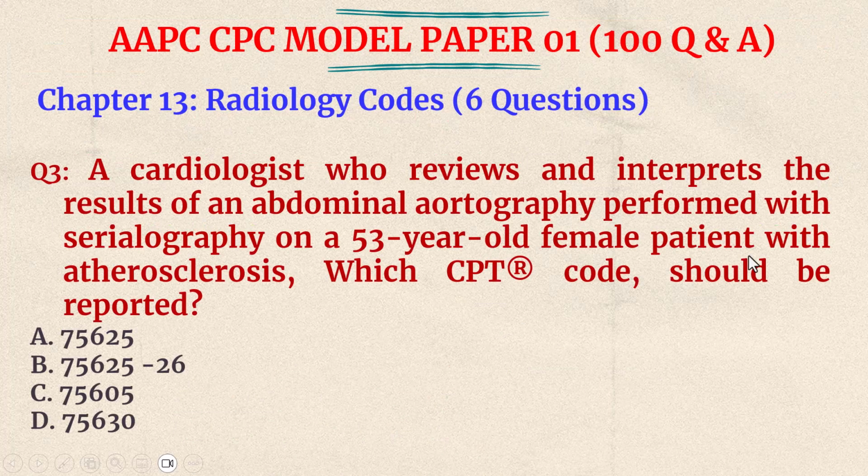Question number 3. A cardiologist reviews and interprets the results of an abdominal aortography performed with serialography on a 53-year-old female patient with atherosclerosis. Which CPT code should be reported? So the 75000 series CPT codes are available. Please pause the video, take your CPT codebook and find the answer.